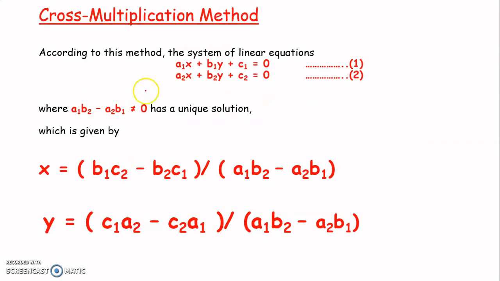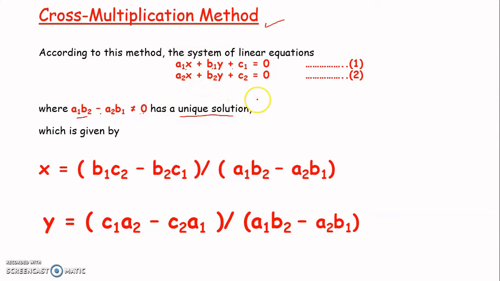Students, today we are going to discuss the cross multiplication method, the method to find the solution of a pair of linear equations in two variables. If we have two equations, first equation a1x plus b1y plus c1 equal to 0, and second equation a2x plus b2y plus c2 equal to 0, and if a1 b2 minus a2 b1 is not equal to 0, then this equation will have a unique solution.